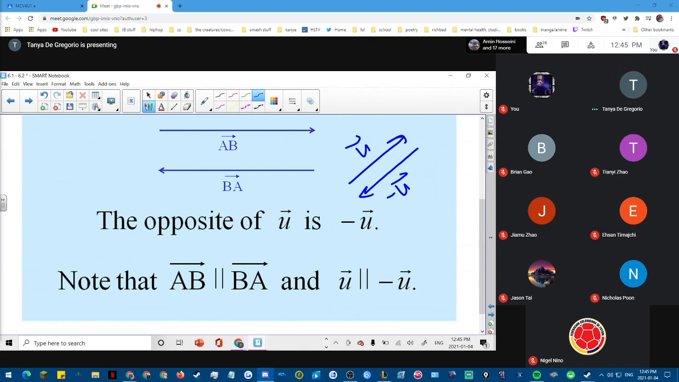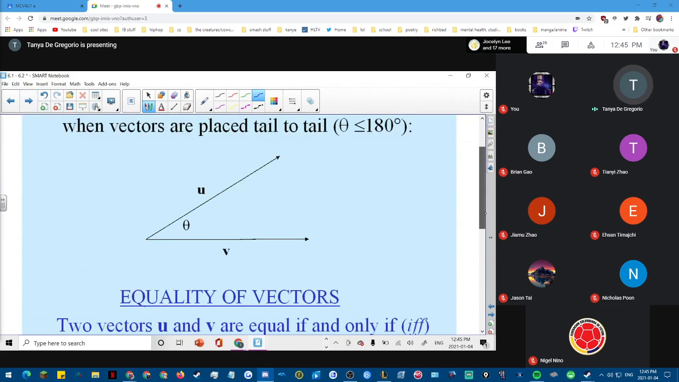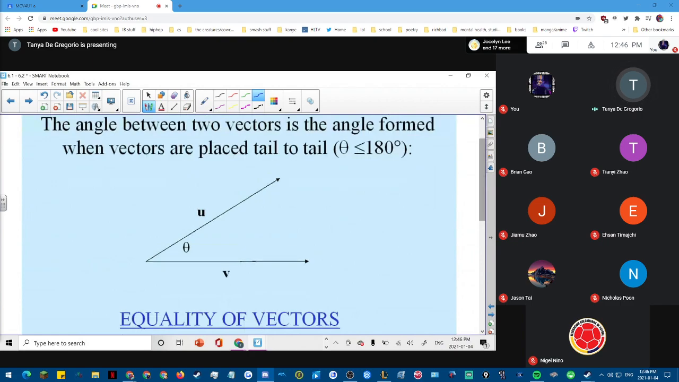The angle between two vectors is the angle formed when the vectors are placed tail to tail. Always, always, always. You can't place a vector from tip to tail if you are talking about the angle between them. Whenever we're talking about an angle between two vectors, it's always going to be when they're placed from tail to tail. So both of their tails are touching, and then obviously this is the angle theta that we're talking about.